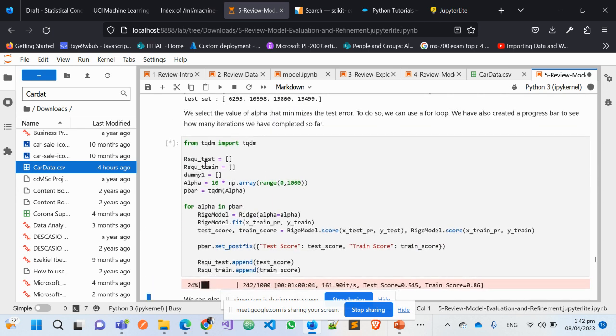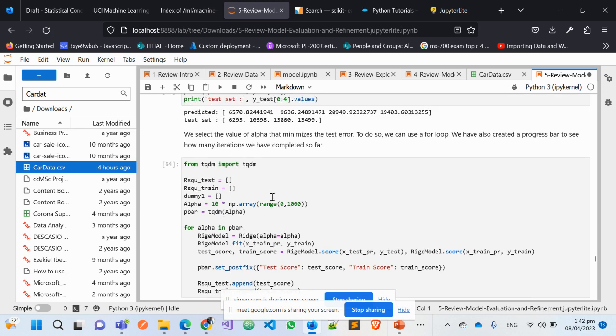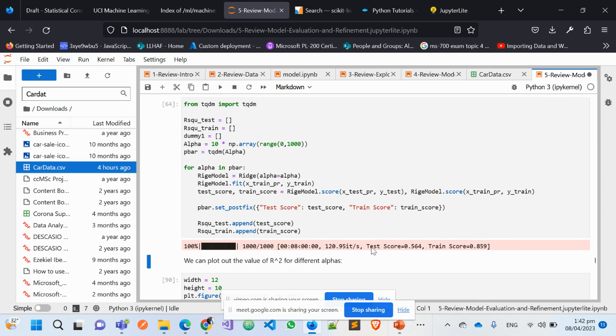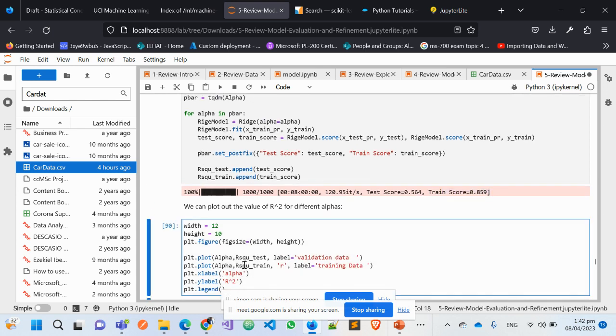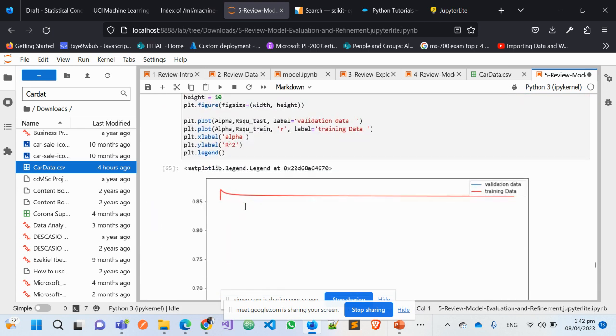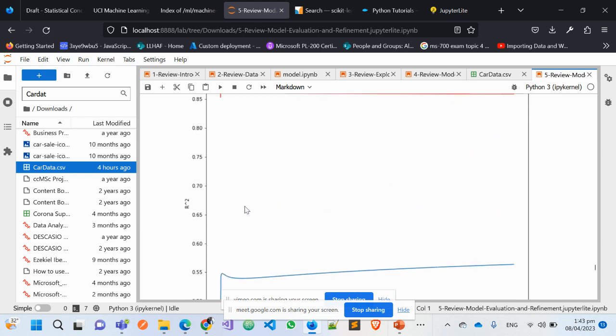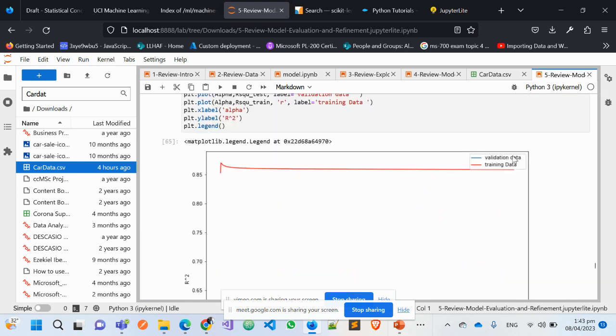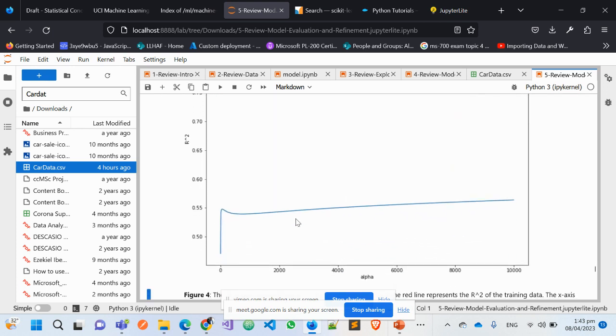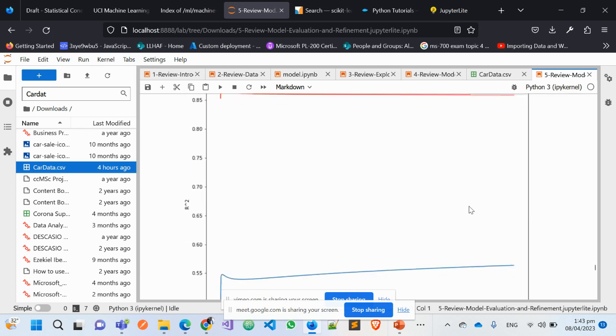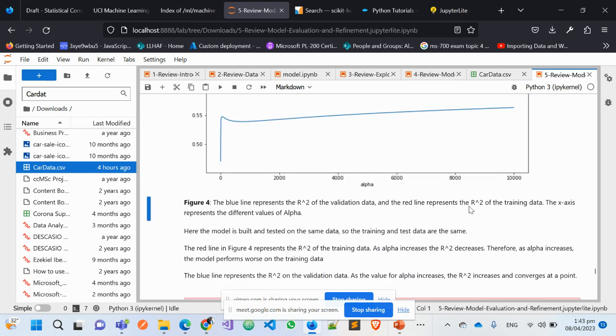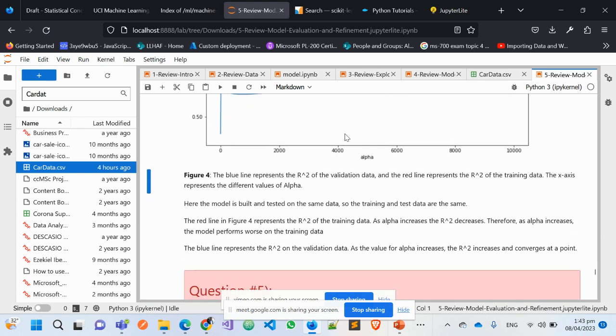Then for running the TQDM reports, what we are doing here is to iterate our response to check for the test score at 0.5 and the train set at 0.8. Okay, which we can use to plot our R squared distribution subsequently. All right, so here we're showing the demarcation of our validation data and our training data. The red line is the training data and the validation data is the blue line. From what you can see on this screen, the blue line represents the R squared of the validation data, as I've explained.